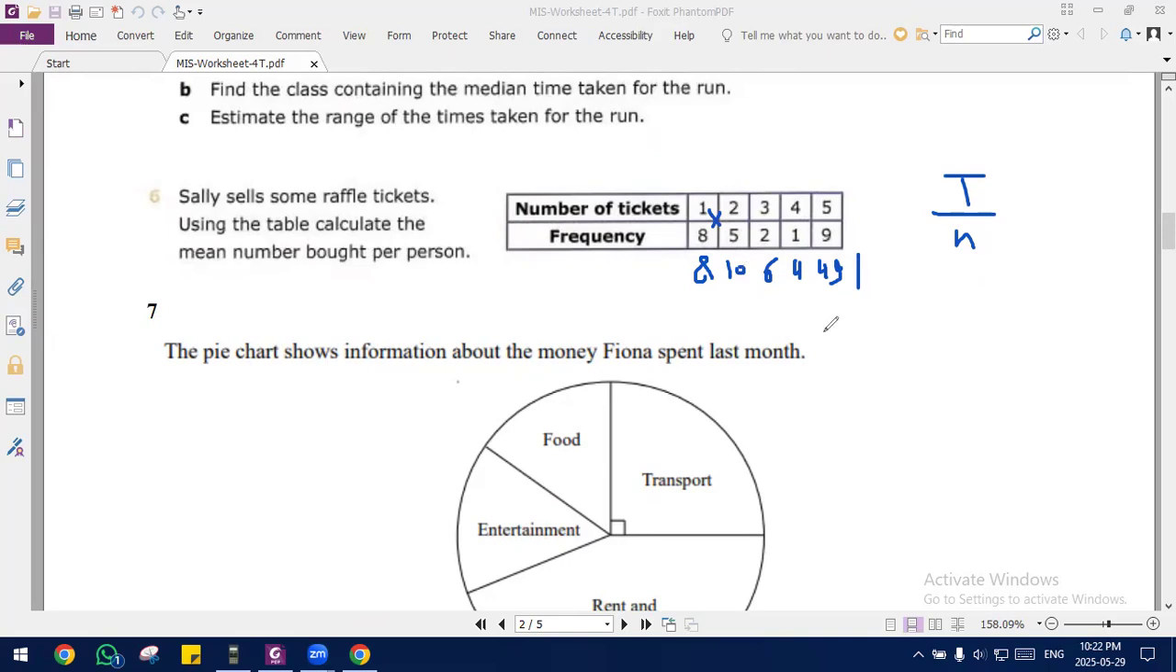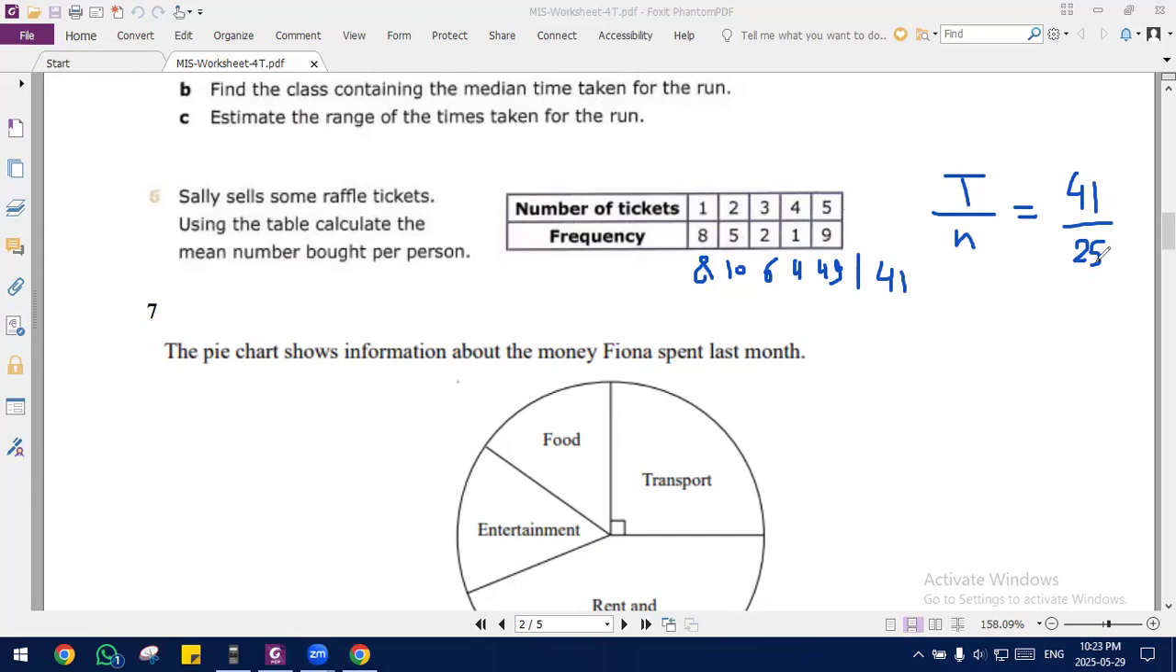Now let me add the total like this. 8 plus 10, 18. Plus 6, 24. Plus 4, 28. Plus 4, 32. Plus 9, 41. So the total is 41 tickets. Now over n, we say n is the total frequency. So 9 plus 1, 10, 8 plus 2, 10, this is 20, 25. 41 over 25, this is the mean. Can I do the division? No, you don't have a calculator, so you can keep it like this.